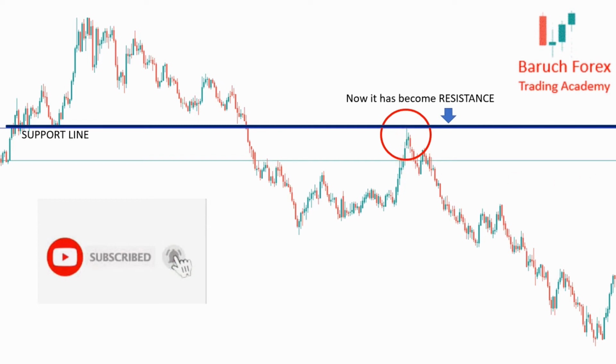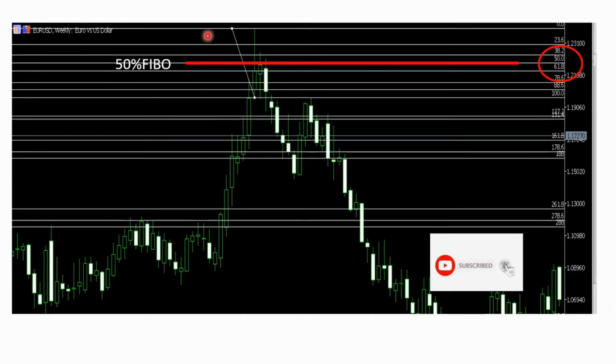Okay, so let me blow up the diagram again. So this is the pin bar. The way we use the pin bar for our trading strategy is, you always pull the Fibonacci retracement from this point to the highest point here. And you see the 50% retracement here.